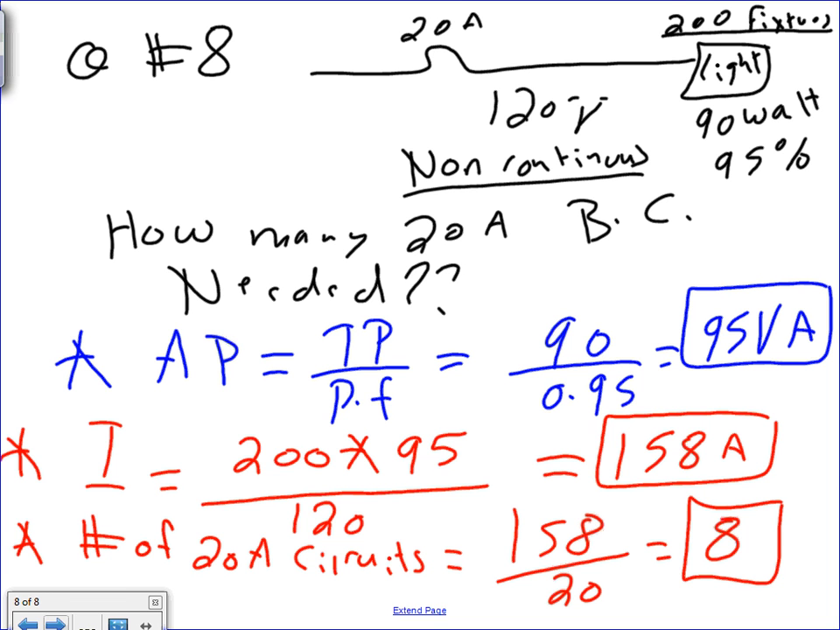Now if I want to go into the sizing, you know that this conductor will be number what? Number 12, unless you have a voltage drop problem. This conductor will be number 12. I can put 25 fixtures in one 20 amp circuit, I'm good to go.